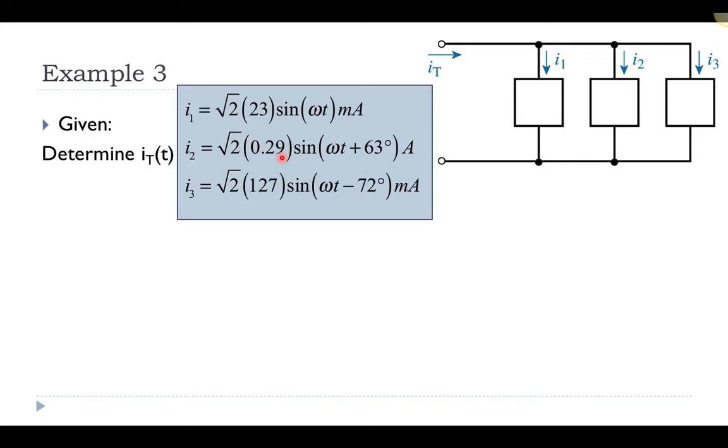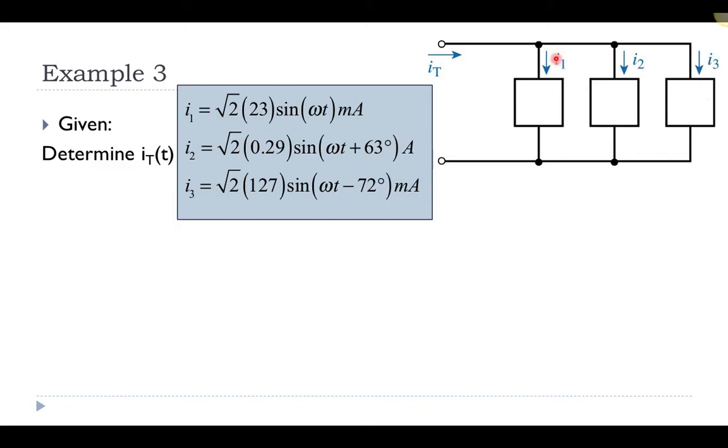The one thing that you do need to be a little careful of in this question is looking at the units. I have milliamps, then amps, and then milliamps. The reason this number is so different from the other two is that they have different units. When I look at my picture again, I have these boxes. I don't know what's in these boxes. Maybe it's a combination of a resistor and a capacitor, or just a capacitor or just a resistor. At this point, I don't know.